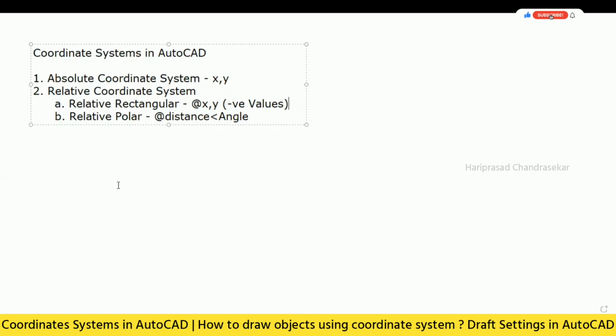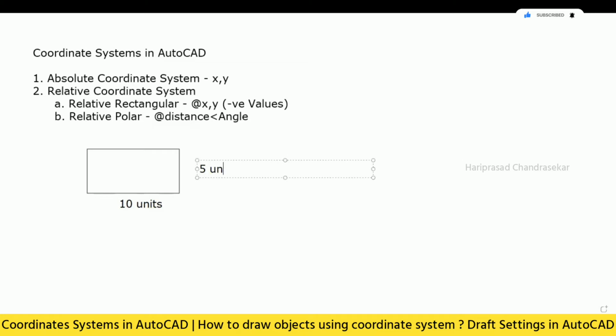Okay, for example, we will take one rectangle. This is the rectangle we have. Now we will see the dimensions. We will take this one as 10 units and this one as 5 units. It could be meter, mm, centimeter or feet, anything, but we will just consider it a unit. So for this rectangle, we will see now how we can draw it in AutoCAD.